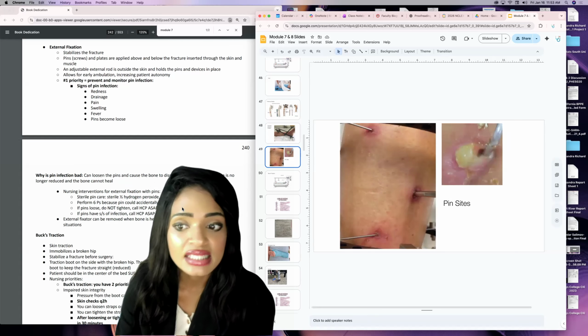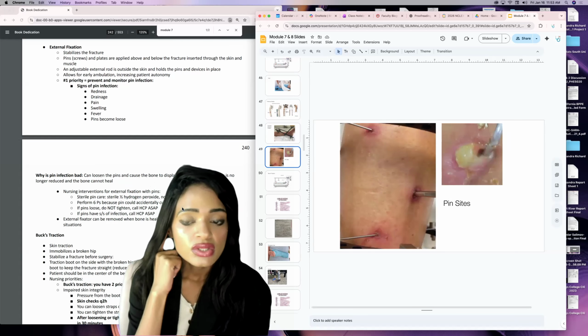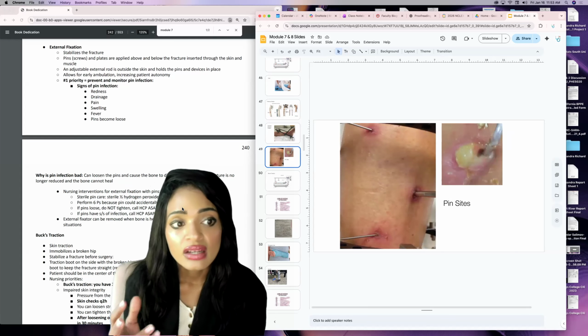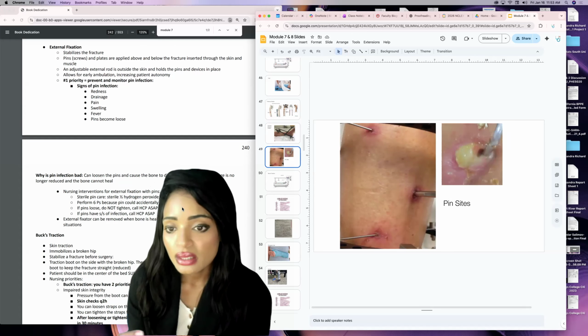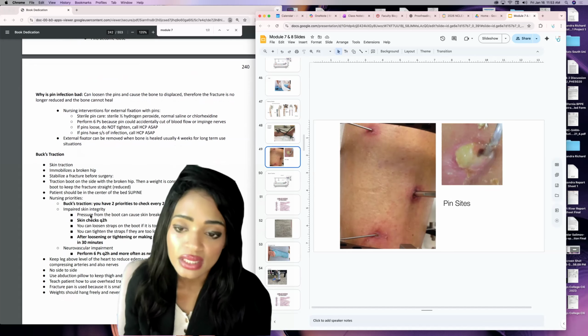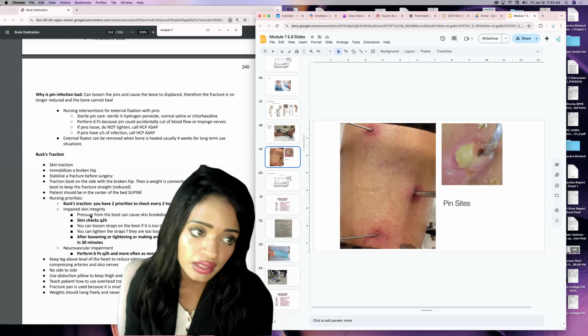Some signs of pin infection: redness, drainage, pain, swelling, fever, the pins becoming loose. We don't want the pins becoming loose, because if the pins become loose, they're not holding the fracture in place. And if we're not holding the fracture in place, the bones are not aligned. The muscles are going to spasm. It's painful to the patient, and the area cannot heal when the bones are not aligned.